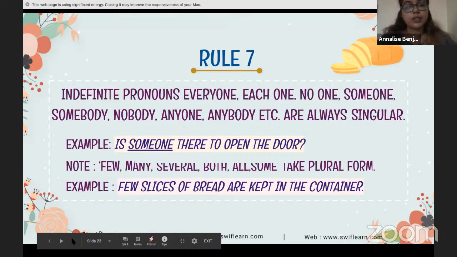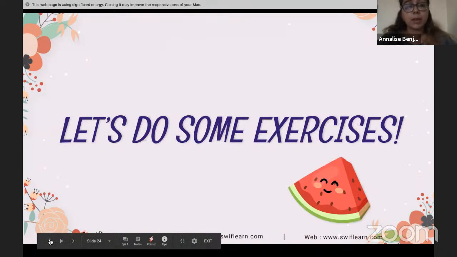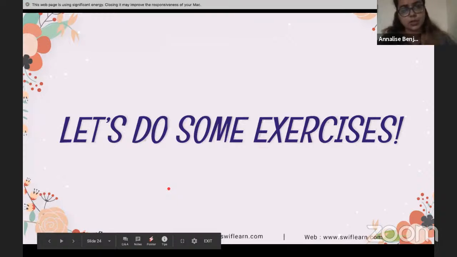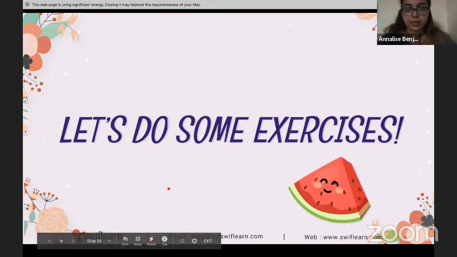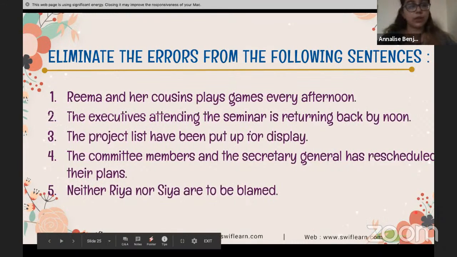Now let's move on to our next rule, which is rule number 8. But before we do that, let's do some exercises. There are a few sentences given below. Try to correct the errors in these sentences. What would the errors be in these sentences and how would you correct them? I'll give you a minute to go through them.